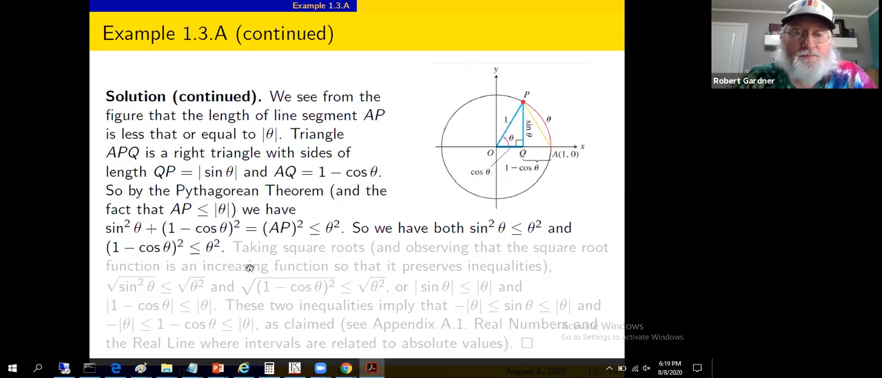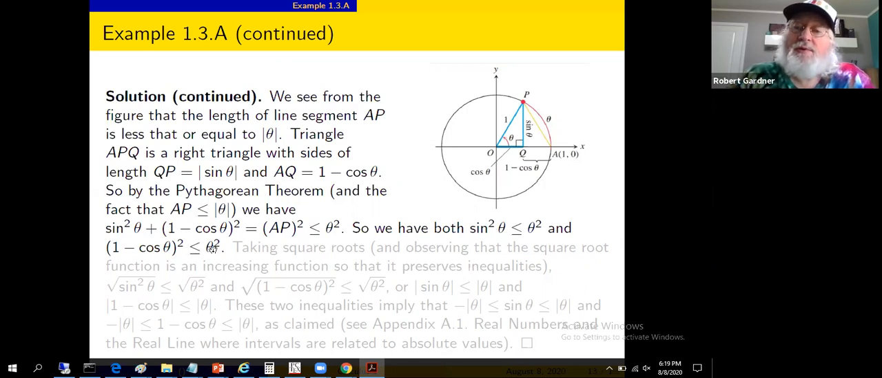And similarly, we've got 1 minus cosine theta quantity squared plus a little something non-negative is less than or equal to theta squared. Well, I can drop that little non-negative thing and draw the conclusion then that this squared is less than or equal to theta squared also. If either of these plus a little something positive is less than theta squared, then one of these individually is even more less than theta squared. Weak, little informal there, but that's the idea. All right, so we've established this and this from the figure.